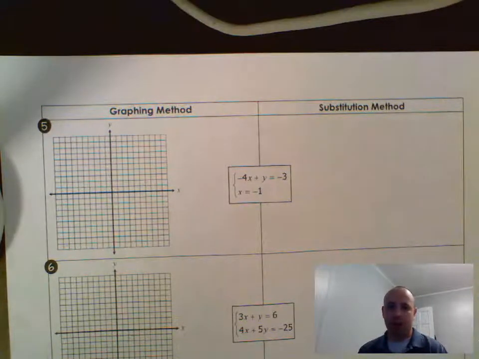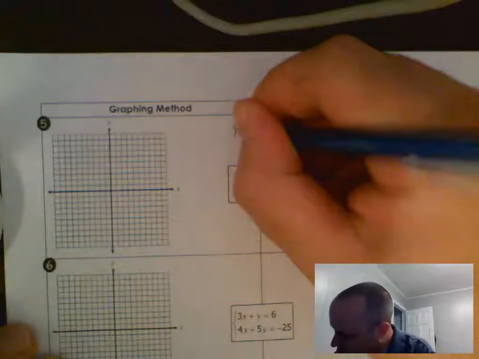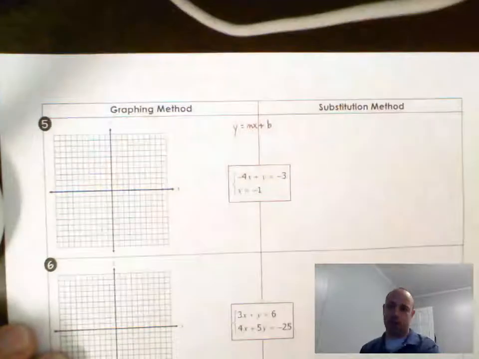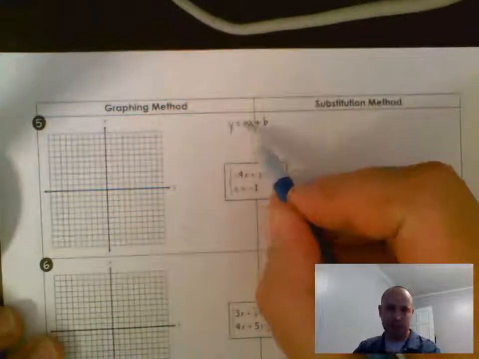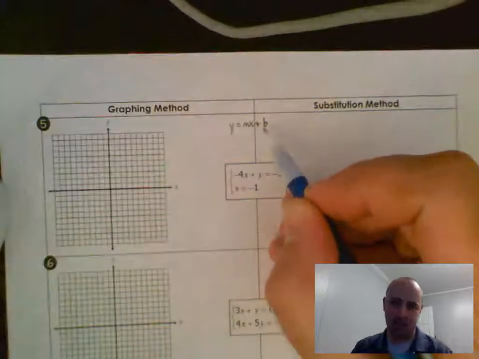Okay, so the graphing method, first thing we need to do is we need to get these equations here into the y equals mx plus b form, which is what we call our slope intercept form, okay, where m is the slope and b is the y intercept, or like I call it, where it crosses the y axis.